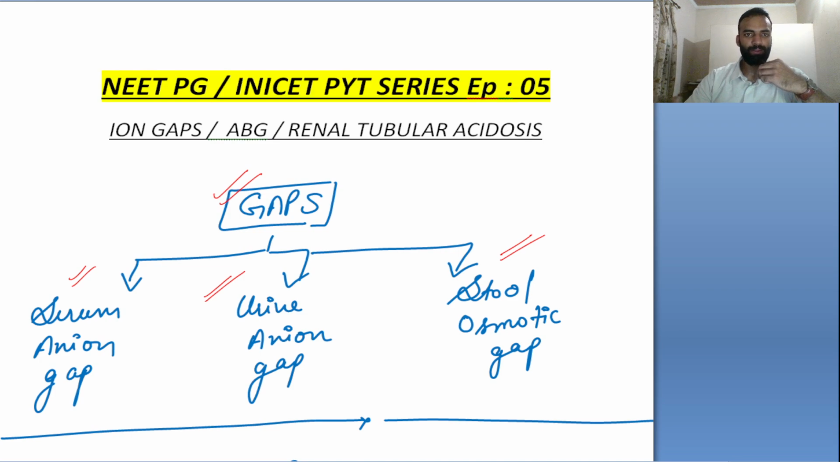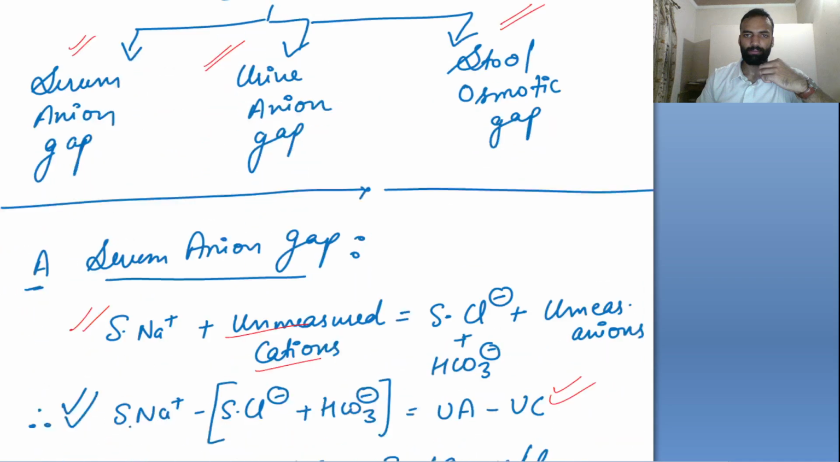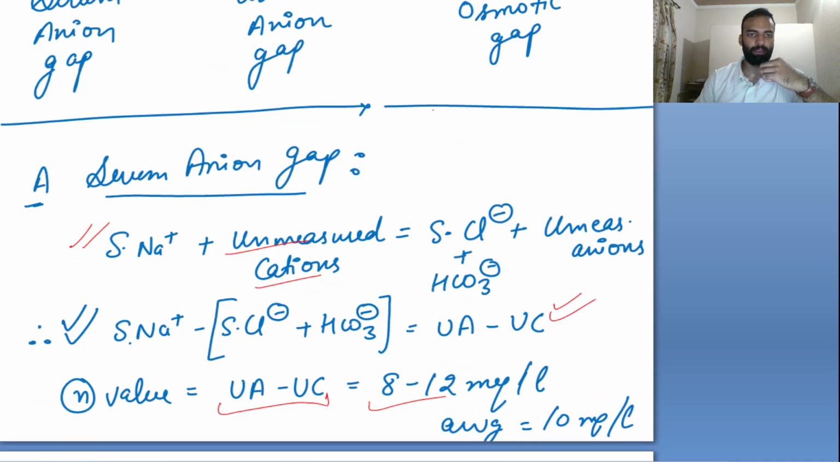And this topic is very underrated but yet difficult to understand, because many of the times we leave this topic before examination. So, in this video, I'm going to discuss anion gaps, arterial blood gas analysis, and renal tubular acidosis. So, let's first see the serum anion gap.